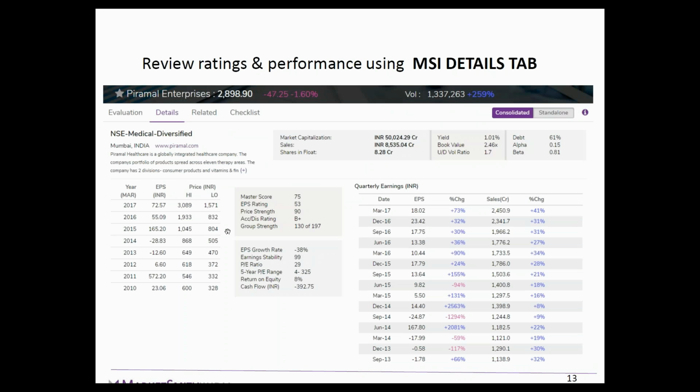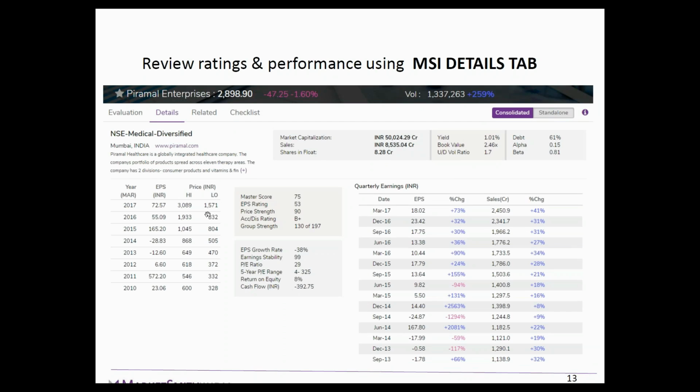So this is the review of ratings and performance analysis using the MSI, which you can find in the details tab. So once you click on the details, you would get this picture. This is an example of an Indian stock called Piramal Healthcare. So here you would find the basic information about this stock. Here you can see the market capitalization, sales, the number of shares floating, then the yield, book value, and up down volume ratio.